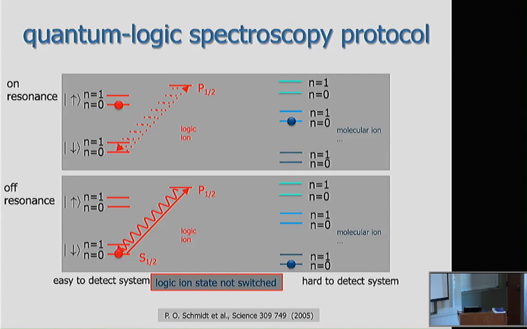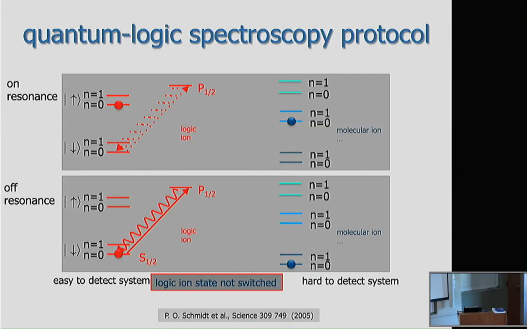And there is an additional benefit here. When I see the signal from the logic ion, I'm not really doing anything to the molecular ion. So other than in a typical experiment with ions where you basically destroy the state that you're in because you're going to the p state, the molecular ion state is still there.